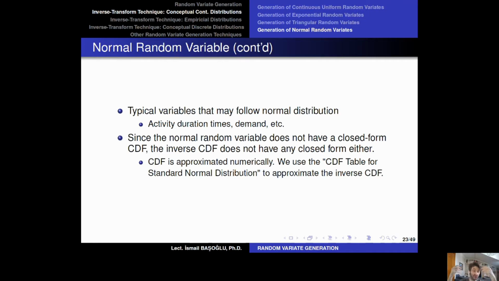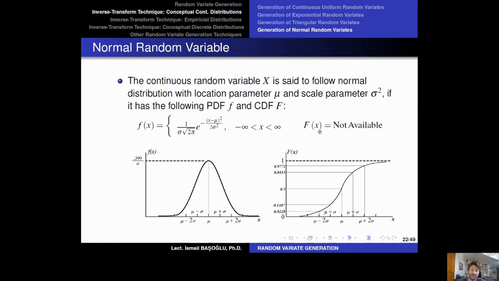So the normal distribution is a very typical distribution to model input variables such as demand or activity duration times in discrete event system simulation, and therefore we definitely need to learn how to generate random variates from this distribution. How can we convert the random numbers to random variates from the normal distribution? Now the problem is the CDF is not available in closed form, nor is its inverse. So we do not have the inverse CDF.